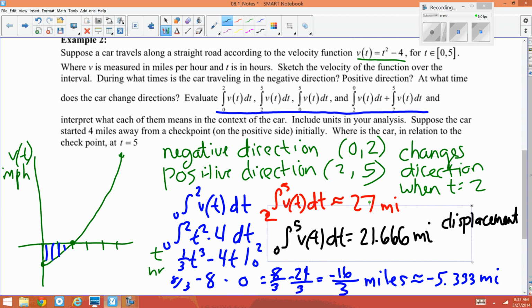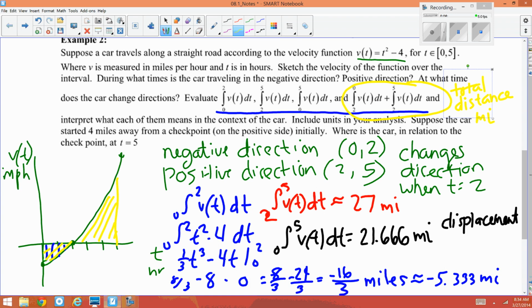So it drove in the negative direction, then it changed and turned around and drove in the positive direction. So this gave us how far it was away from its original point. And then this last part from 0 to 2, and then 2 to 5, that would give us the total distance traveled. Okay, and that would reflect itself as the area of the graph under the curve. So that gives us the total distance here in miles, of course. All of these are in miles.